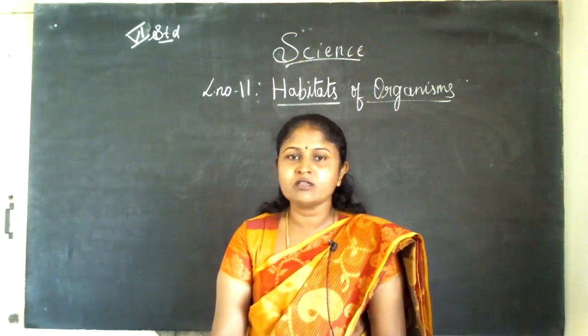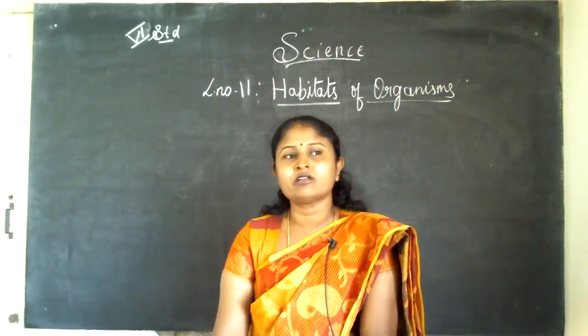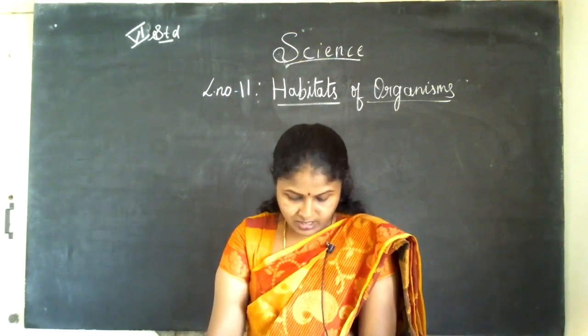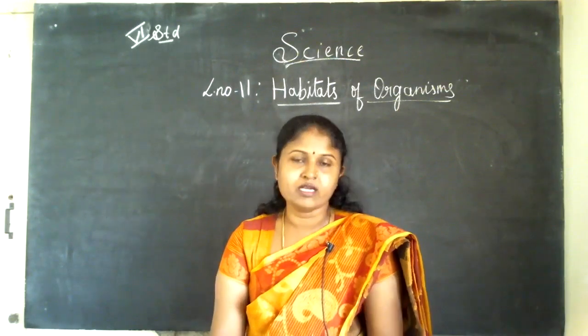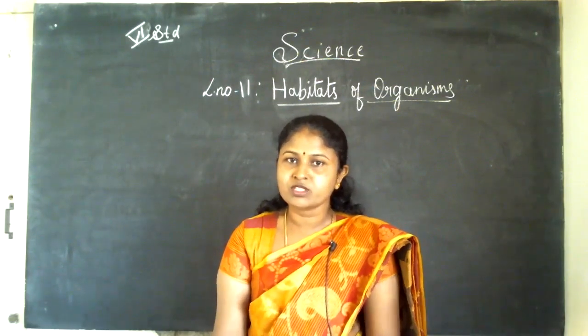How long does it depend on? 50 to 100 years. For example, the climate of a hot desert, that is Rajasthan, is very hot, while it is very cold in the mountains, that is in Himachal Pradesh.